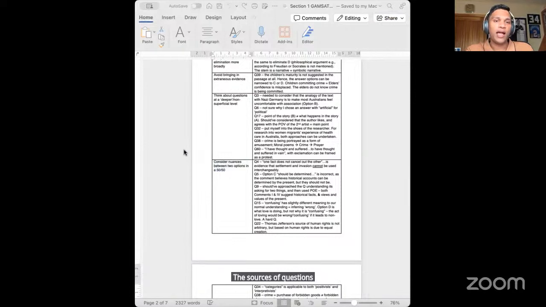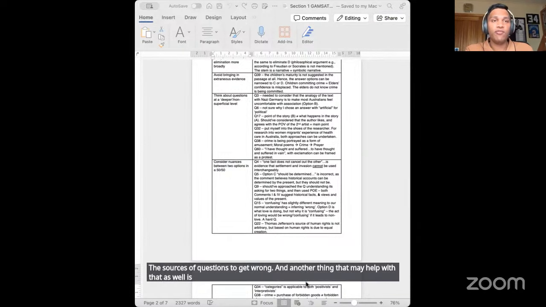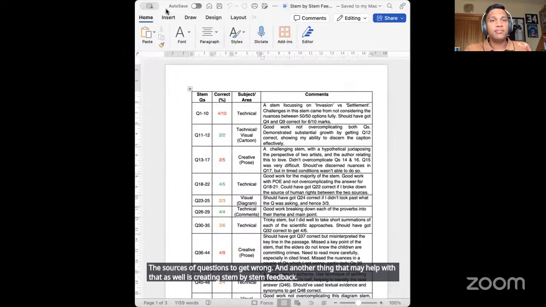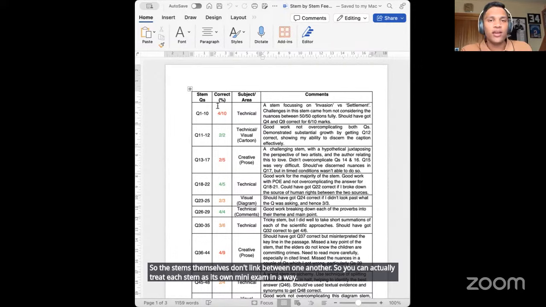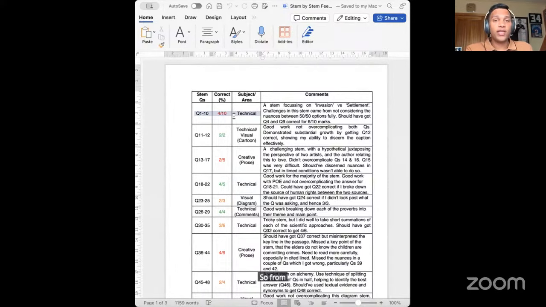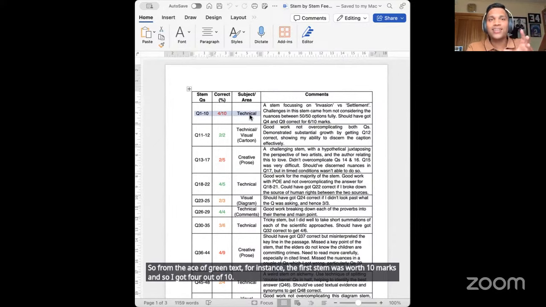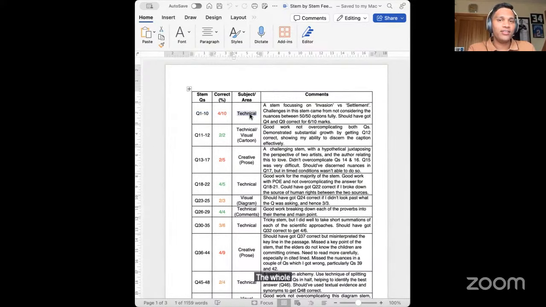And another thing that may help with that as well is creating stem by stem feedback. So the stems themselves don't link between one another. So you can actually treat each stem as its own mini exam in a way. So from the ACER green text, for instance, the first stem was worth 10 marks. And so I got 4 out of 10. The whole text, the main text itself, was a technical text. And then I was able to provide comments myself.